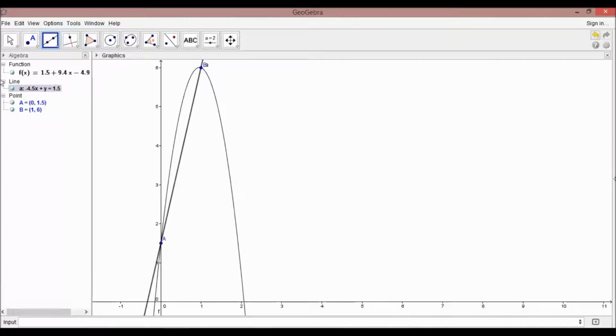Now if we look at the equation for this line and we rewrite this equation in the slope-intercept form, we will see that the slope is positive 4.5. That is, on average, during the time interval from 0 to 1 seconds, the position of the object, or position of the particle, is changing at a rate of 4.5 meters per second in the positive direction.